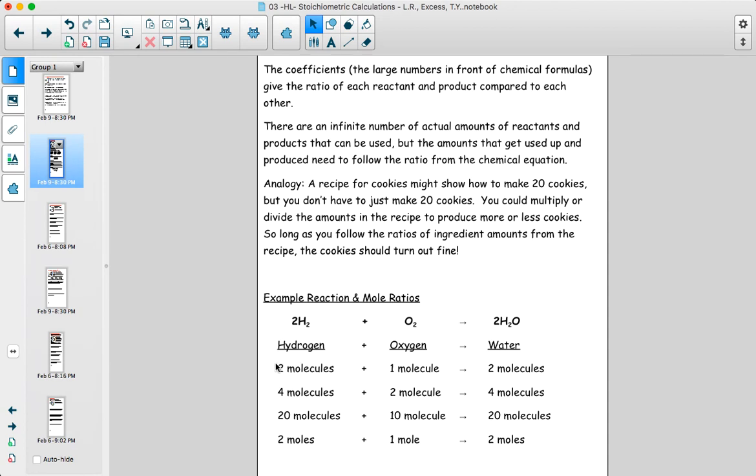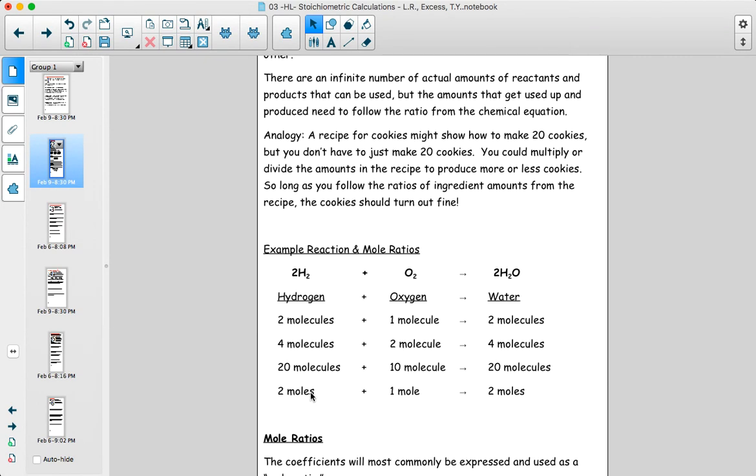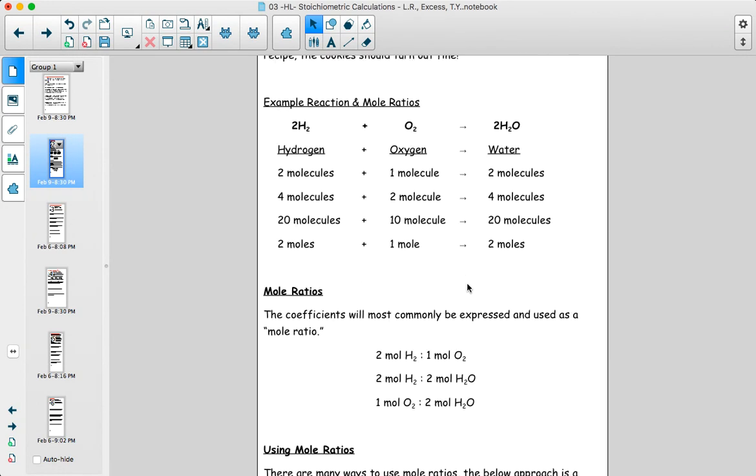You don't only have to react 2 molecules of hydrogen with 1 molecule of oxygen to make 2 molecules of water. Obviously, you could do that any multiple of ways. So you could do 4 with 2 to make 4. You could do 20 with 10 to make 20. And you can do 2 moles with 1 mole to make 2 moles. So the only thing that holds true is that you have to follow this recipe, this ratio, that 2 hydrogens will react with every 1 oxygen, and that combination will make 2 water molecules.